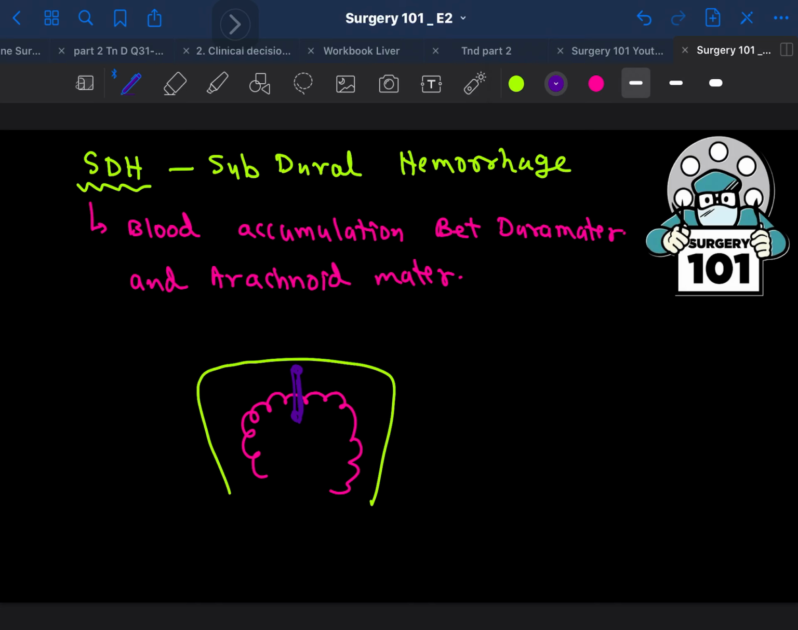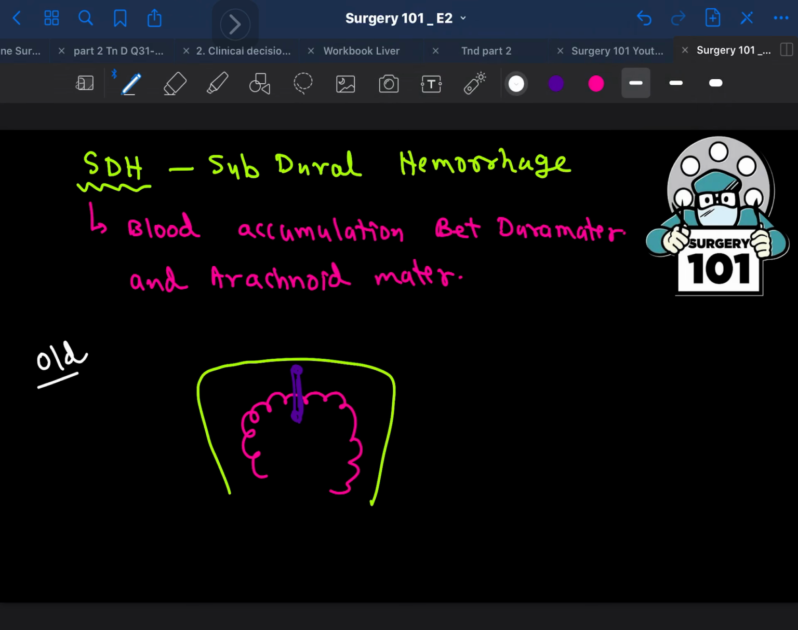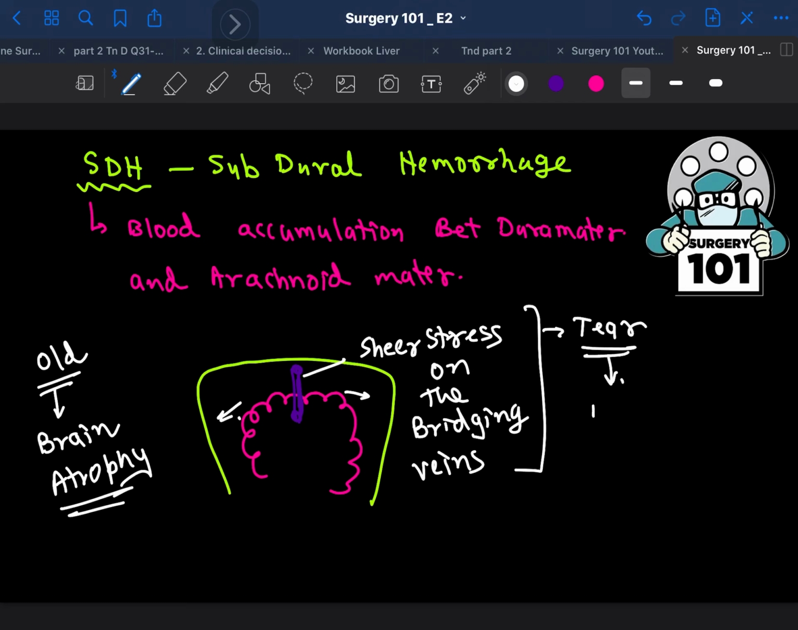Now if there is movement of this, in the old people what is happening? In the old people there is cerebral atrophy, a brain atrophy. So if there is brain atrophy in the old people, what is going to happen? This brain is going to move inside the cranial cavity, and because of this there can be a shear stress on the bridging veins. Because of this they can tear, and because of this there can be a blood accumulation.